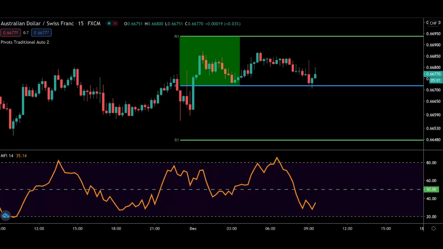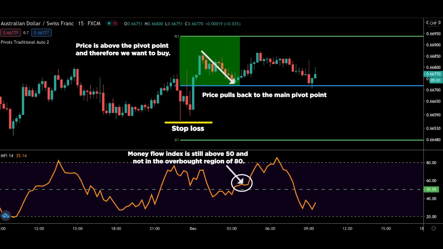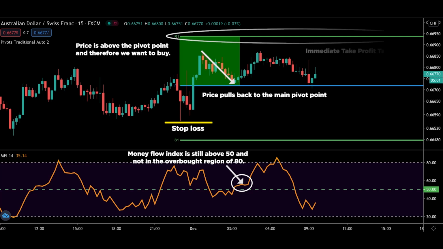So right here, we have a chart where price is sitting above the main pivot point, and therefore we want to buy. Price pulls back to the main pivot point and the money flow index is still above 50 and not in the overbought region of 80. We enter upon seeing a bullish candlestick pattern and set our stop loss below the swing low and the take profit level. You don't have to lock in full profits at the first R1, but I recommend shifting your stop loss to break even when price hits the first level.